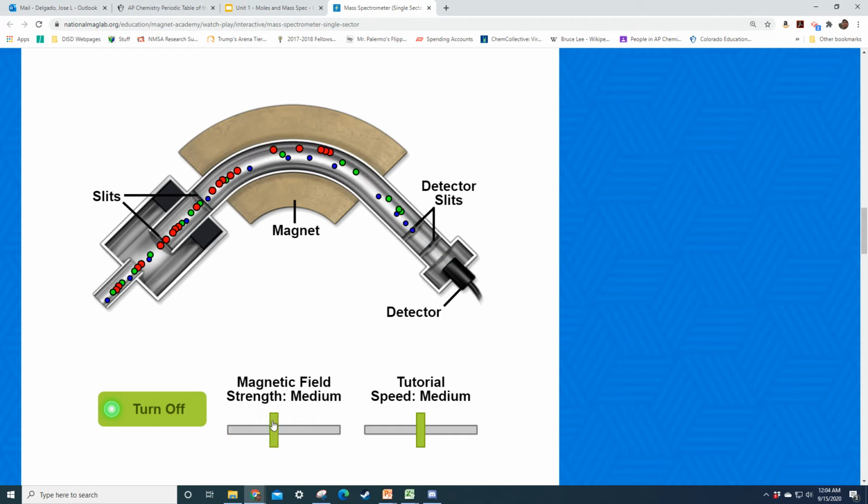If I increase the magnet strength, now my blue ones are going to bend too much and they're going to hit the bottom of these walls. My green ones are bending just the right amount, and so they're being detected. And now the red ones are making it around the corner, but they're hitting the top of the walls. And then finally, if I make the magnet all the way strength, or at high strength, my blue ones are bending so much that they don't make the corner. My green ones are now hitting the bottom because they're bending too much. And the red ones are just the ones that are on the trajectory to hit the detector.